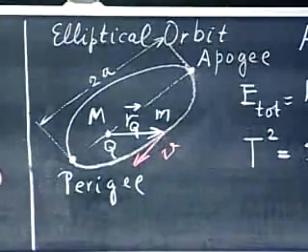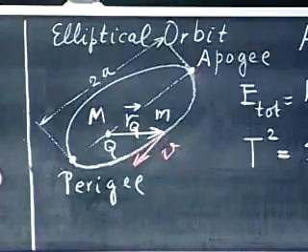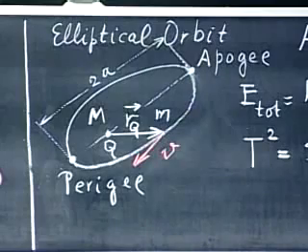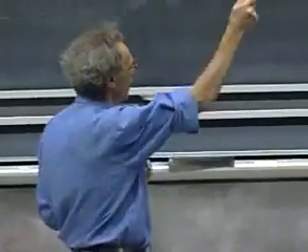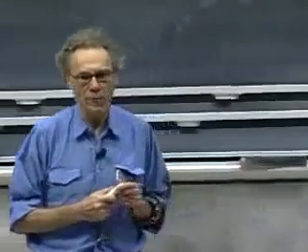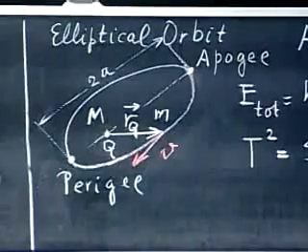Capital M could be the Earth, could be the Sun, is at location Q. The ellipse has a semi-major axis a. So the distance P to A, perigee to apogee, is 2a. If M were the Earth, we would call the point of closest approach perigee, and the point farthest away from the Earth we would call apogee. If capital M were the Sun, we would call those aphelion and perihelion.